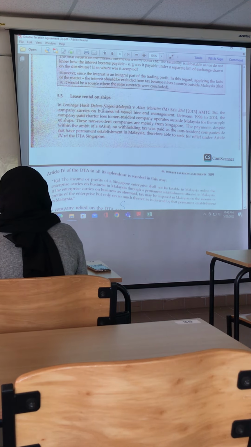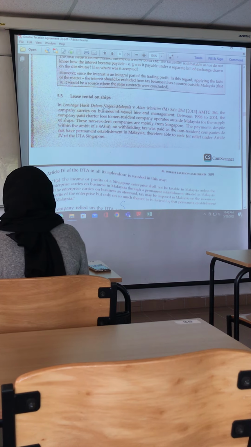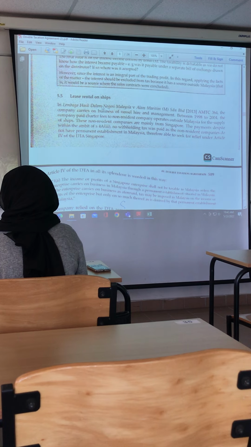So the issue here is that there's a rental of ship to a non-resident person, the Singapore company. Under withholding tax, the law says that payment of, in this case, rental of ship to the Singapore non-resident person, you have to withhold tax. But now they did not withhold tax, because why? They said Singapore doesn't have a permanent establishment in Malaysia.